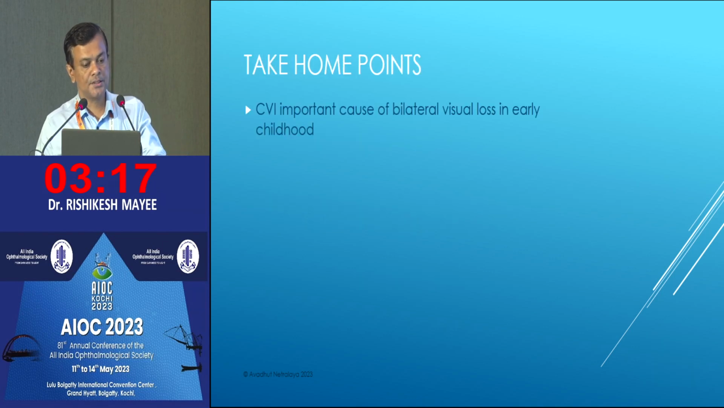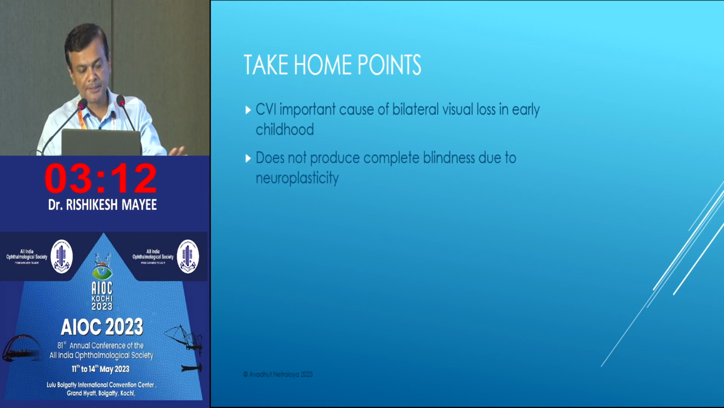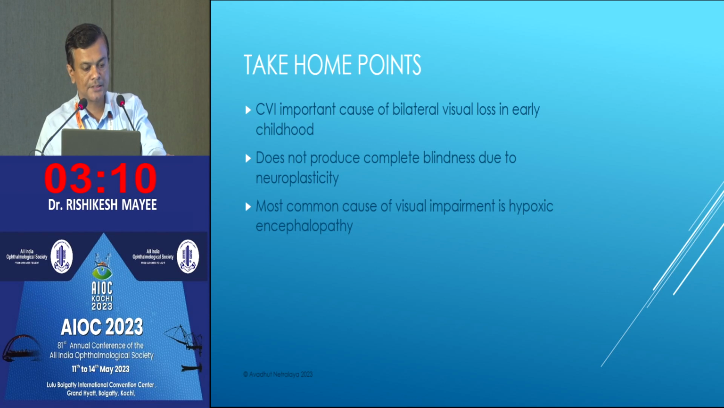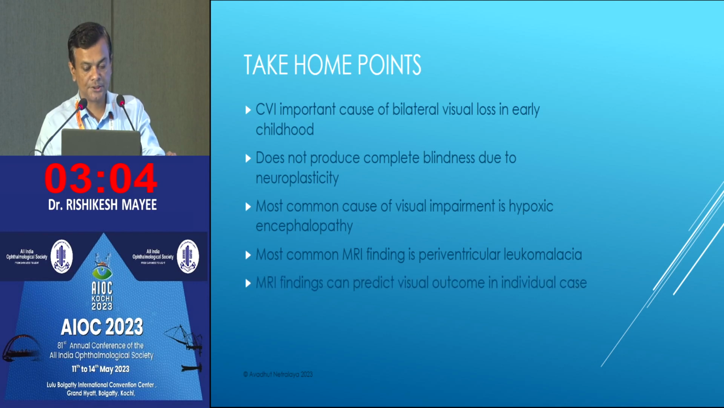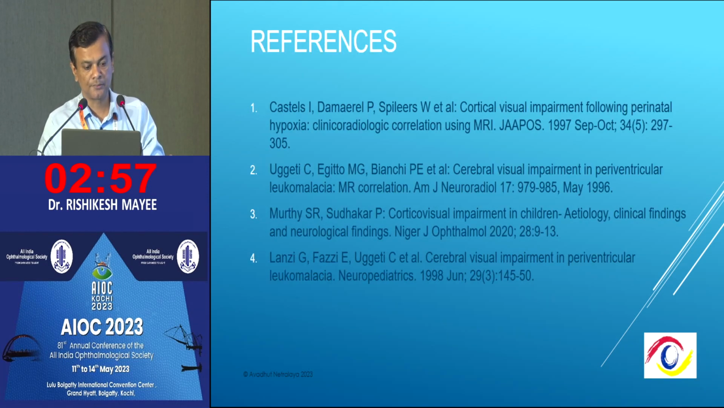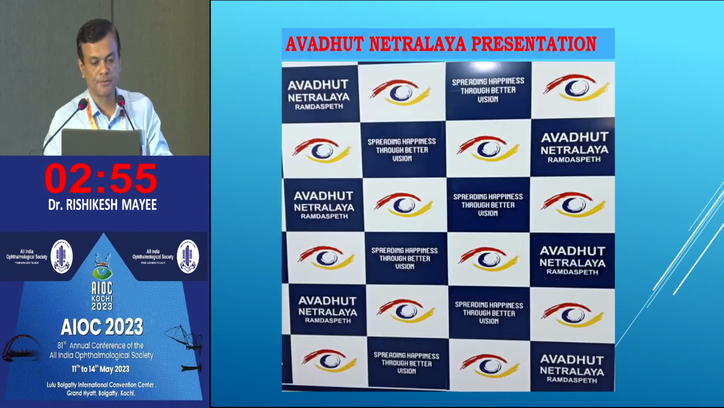So, take home message: CVI is an important cause of bilateral visual loss in early childhood, and complete blindness is usually not there because of neuroplasticity. The most common cause is hypoxic encephalopathy, and the most common MRI finding is periventricular leukomalacia. MRI findings do have a prognostic value. They can predict the visual outcome in the individual case in the long run. These are a few references which I used for the presentation. Thank you.